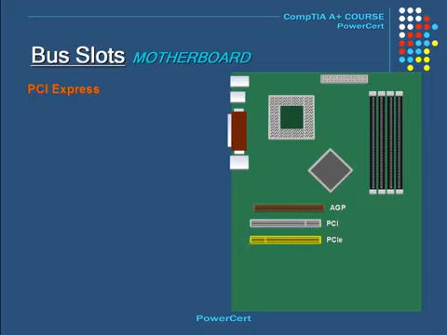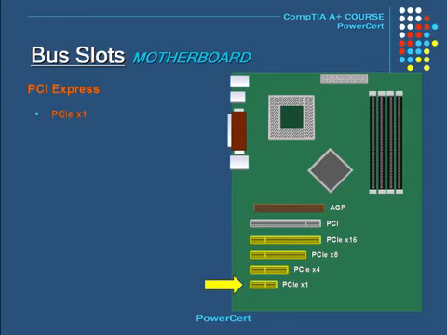There are 4 different slot sizes in PCI Express. There's PCI Express by 1, 4, 8, and 16. PCIe by 1 has 1 lane for data. A lane has 4 wires. 2 are for sending and 2 are for receiving.